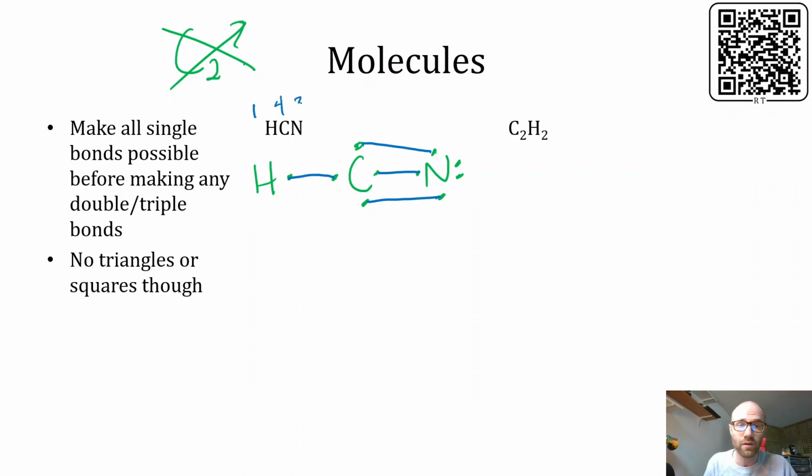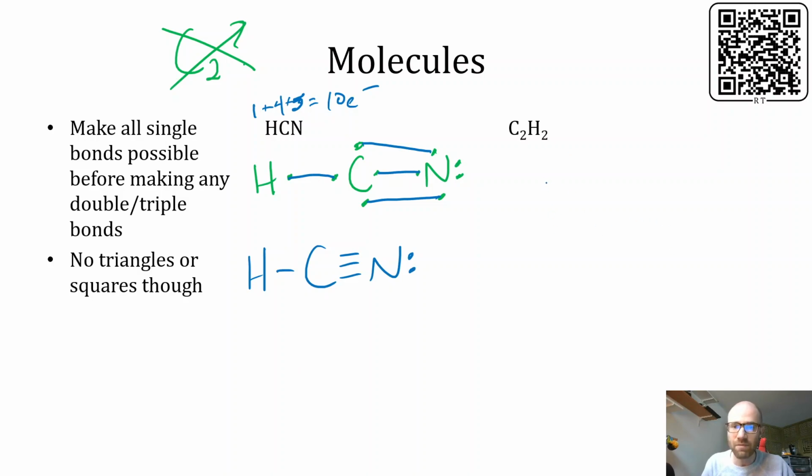1, 4, and 5. That's 10 electrons. And we have 10 electrons showing. But the carbon has 8, the nitrogen has 8, and the hydrogen has 2. So if we were to clean that up a little bit, it would look like this. Don't forget your lone pairs.